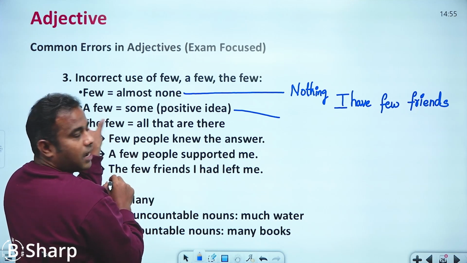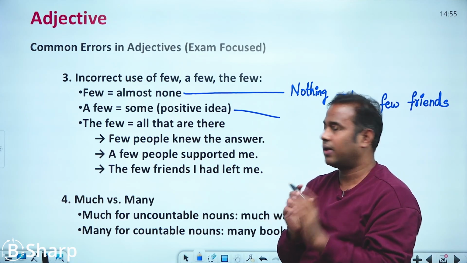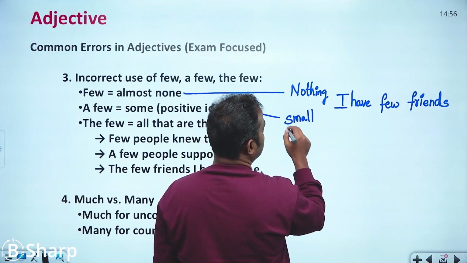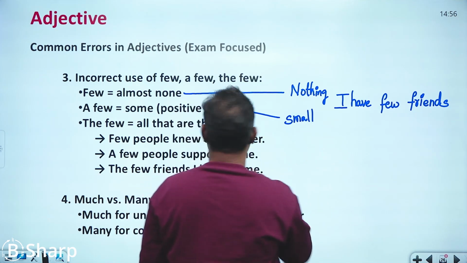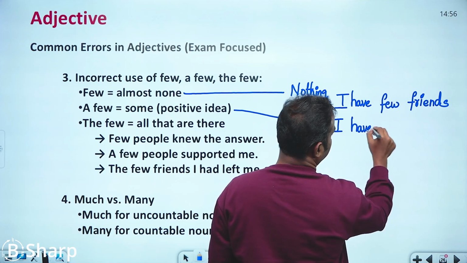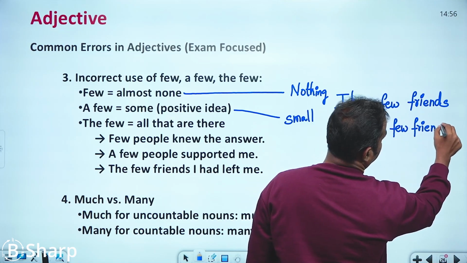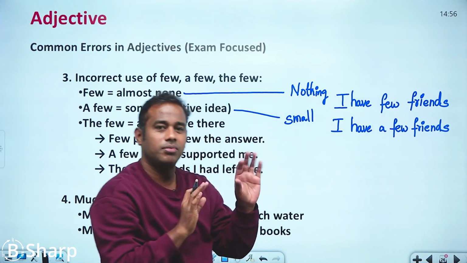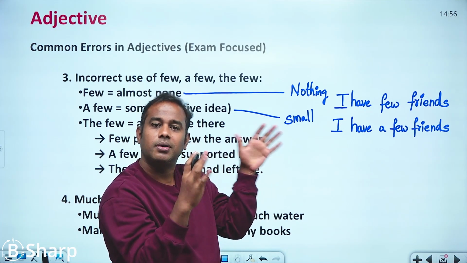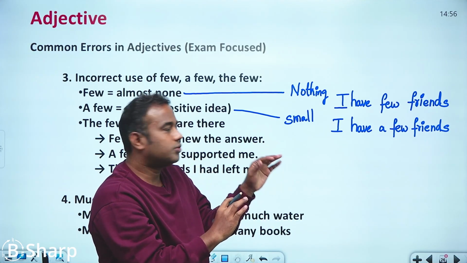Now I'll write like this: a few. I have a few. A few gives a positive sense, like something. It means a small quantity, small in number. So, I have a few friends means I have friends, and you can count them: 1, 2, 3, 4, 5. It's not so many people, but people are there. I have a few friends means 4 or 5 friends. Those numbers are there, so don't go about numbering and all.